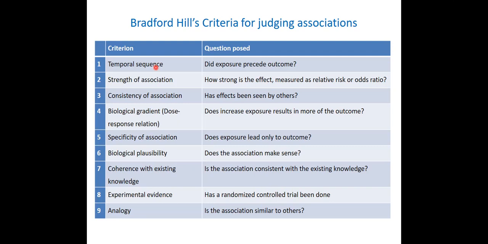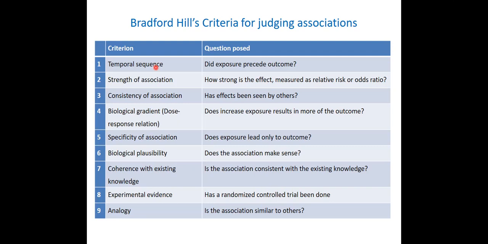Then biological gradient, dose response. If the more the factor, the more the severity or the probability of the disease, then that is really likely causing it. It's like if you study cigarettes and lung cancer, and you begin to analyze, more of the people that smoke for a longer period, or smoke more cigarettes per day, develop lung cancer. That is a biological gradient, a dose-response relation. If you look at it, the importance is going down.